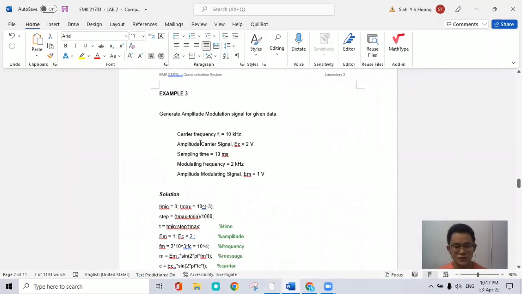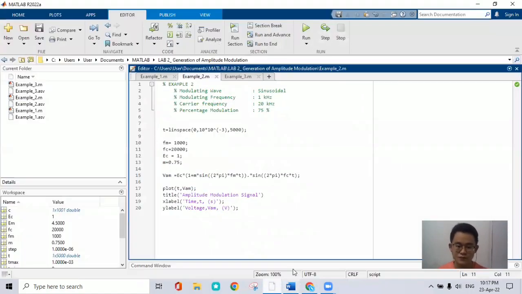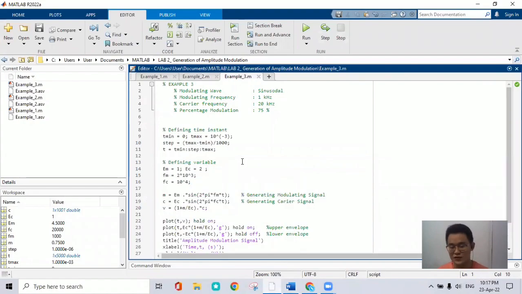So example 3 will generate this amplitude modulation signal. Yeah. So we are given the carrier frequency as 10 kilohertz, amplitude of the carrier signal as 2 volts, and sampling time as 10 milliseconds, modulating frequency as 2 kilohertz, and amplitude of the modulating signal as 1 volt. And then we still need to do the same things.